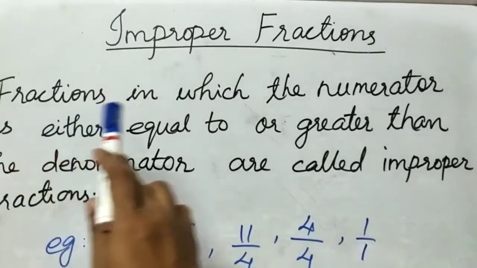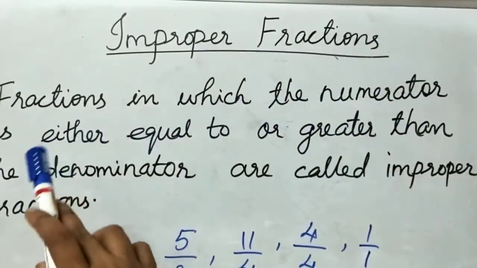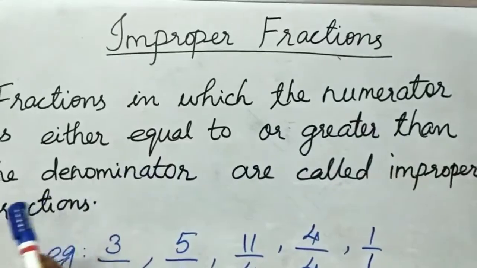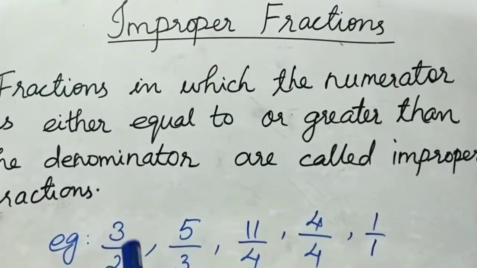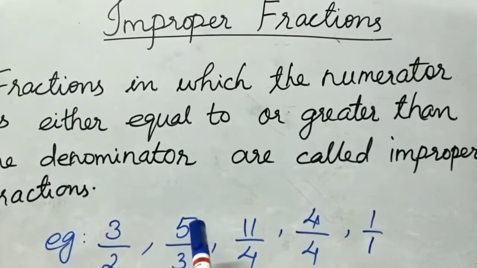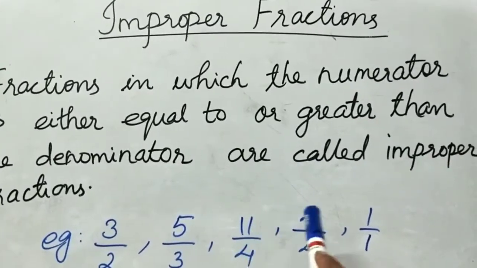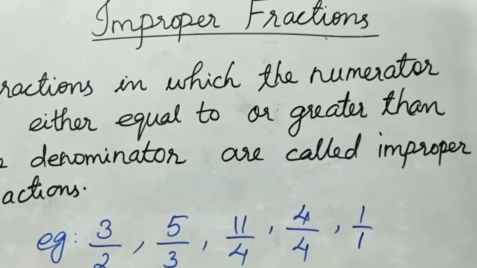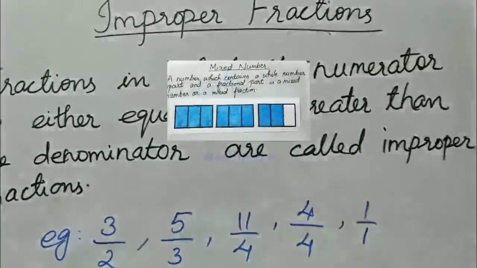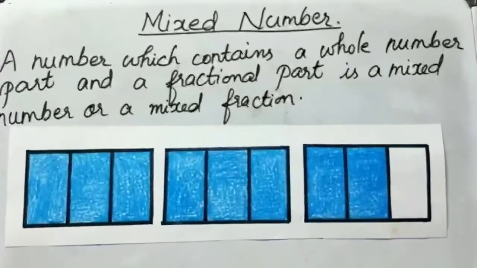Fractions in which the numerator is either equal to or greater than the denominator are called improper fractions. 3 by 2, 3 is greater. 5 by 3, 5 is greater. 11 by 4, 11 is greater. 4 by 4, equal. 1 by 1, numerator and denominator equal. Next, let us study mixed numbers.